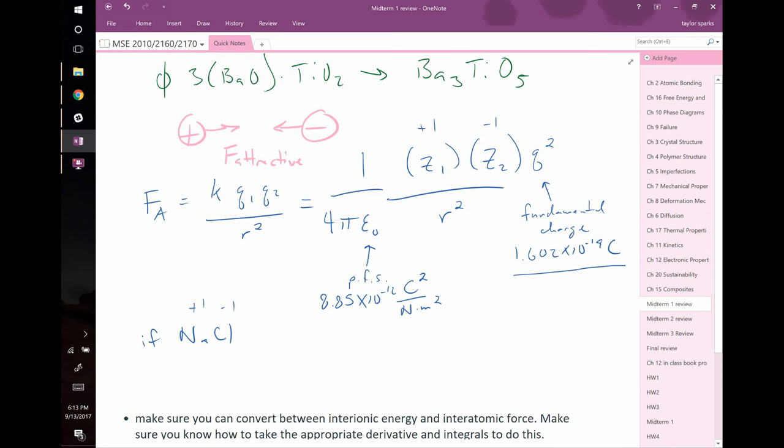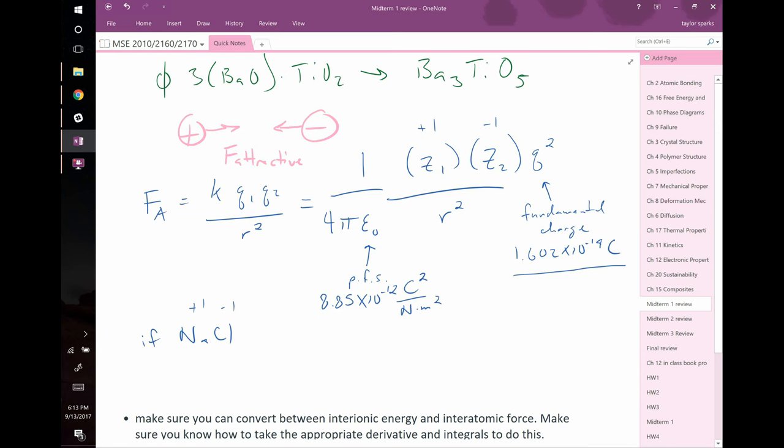What's the power on 8.85? Yeah, that's real bad. I'd yell at my son for doing this, for not looping the two, because it's hard to tell. That's a 2, so negative 12. Okay? So let's plug these in.